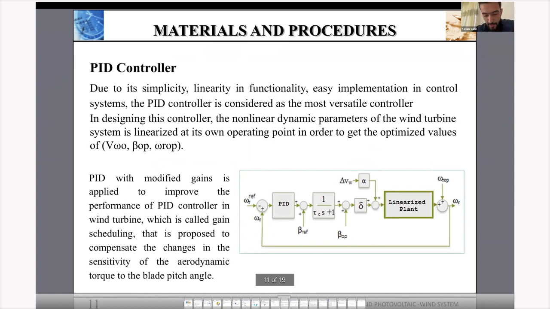PID. A modified gain is applied to improve the performance of the PID controller in the wind turbine, which is called gain scheduling, that is proposed to compensate for the change in the sensitivity of the aerodynamic torque to the blade pitch angle.